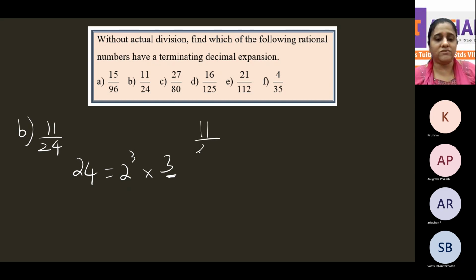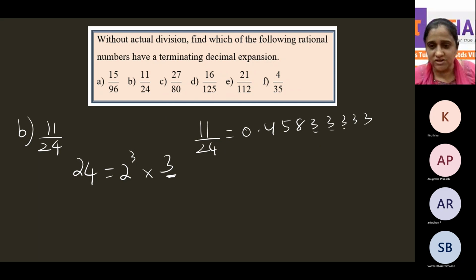11 by 24 is, when you divide, you will get 0.45833 and the digit 3 goes on forever. That means after a few steps of division, you're getting the same remainder again and again. So 3, 3, 3, 3 goes on in the quotient. That's the indication, because 3 alone is repeating. That means there is some particular remainder that goes on forever.